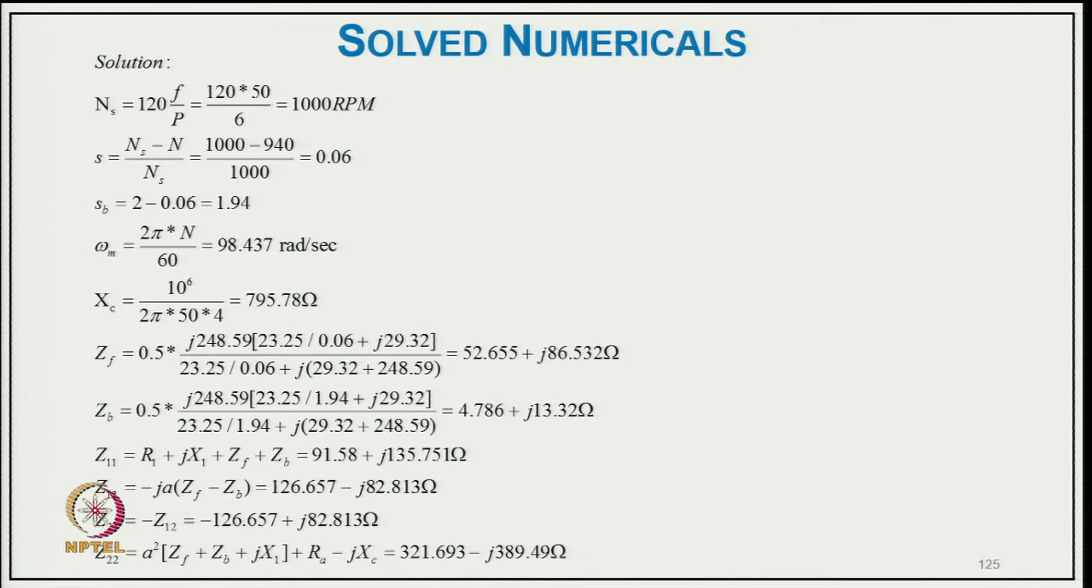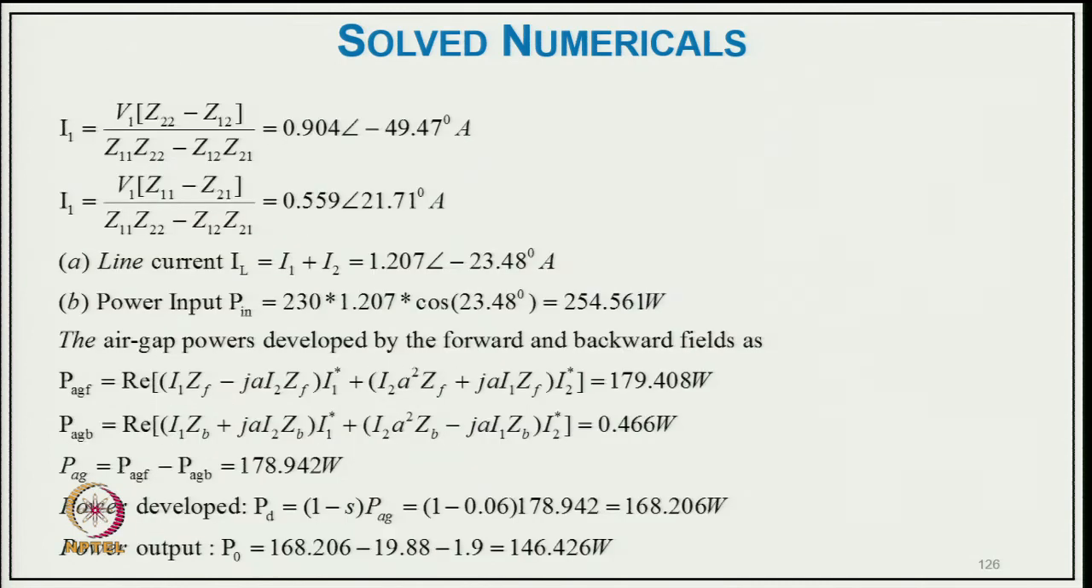Similarly, ZB we calculate it, then we can calculate Z11, Z12, Z21, Z22 and then I1 and I2, and then line current I1 plus I2 comes 1.027 at the angle minus 23.48, and power input is 230 × 1.027 × cos 23.48, that is 254.56. The aggregate power developed by the forward and backward field, PAGF, calculated by formula comes 179.408, PAGB we calculate comes 0.46 watt, so PAG will be PAGF minus PAGB, 178.942 watt.